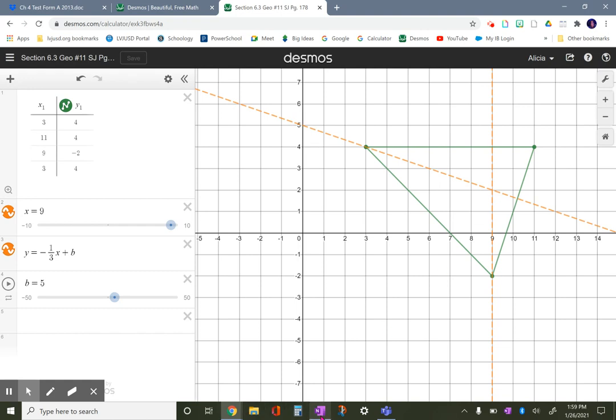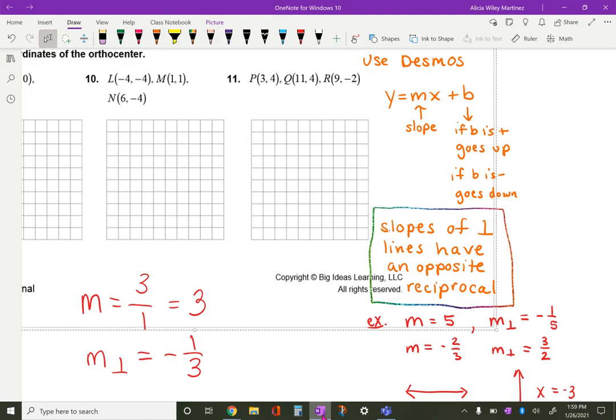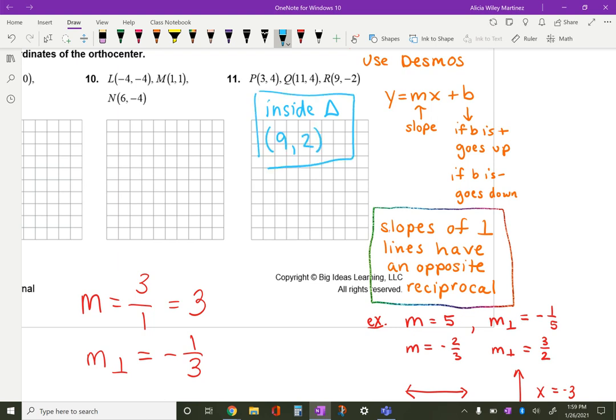And I guess the last thing you would have to do is go back and put your answer. The answer is it would be inside the triangle, and the orthocenter is at 9, 2. So that would be your answer to number 11.